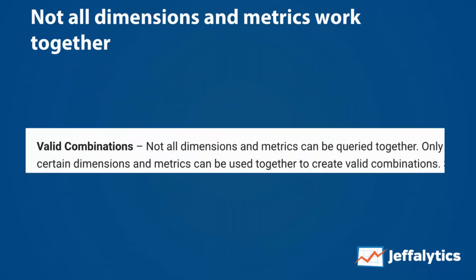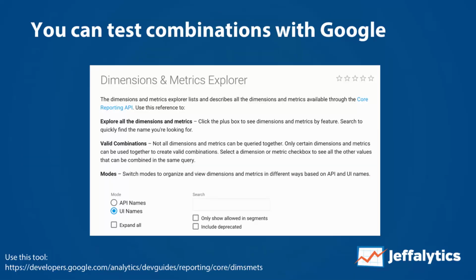Now, not all dimensions and metrics work together. You can see here from this warning from Google that not everything can be queried together. Only certain things that are valid can be discovered as combinations. And Google does have an explanation as to what valid means, but it's sort of hard and convoluted, and it's not something I can really explain to you very well in this short of a video. But if you want to, you can test out combinations with Google, and they will tell you whether these things are going to work or not.